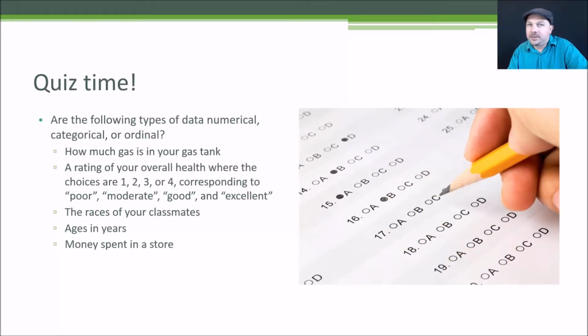Let's see if it's sunk in. Don't worry, I'm not going to make you pass in your work or anything. Quick quiz. So for each of these examples, is the data numerical, categorical, or ordinal? Let's start with how much gas is in your gas tank. What do you think?